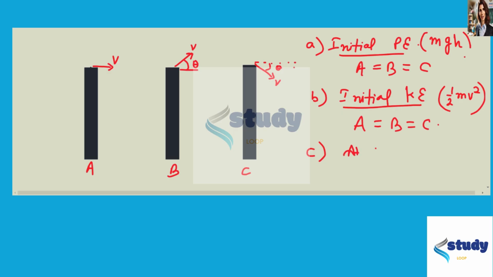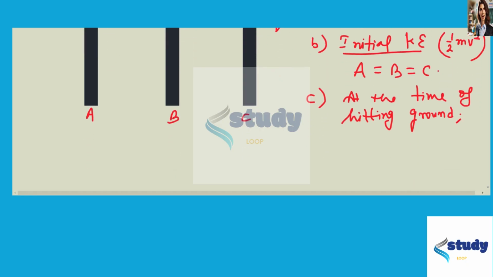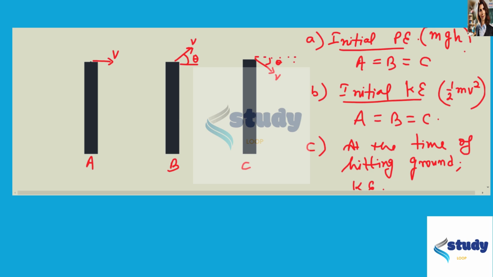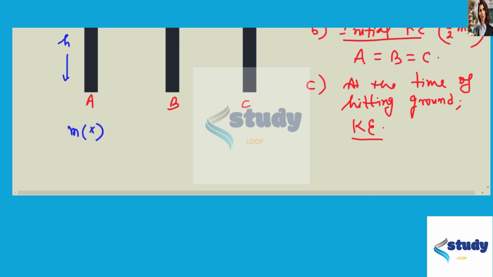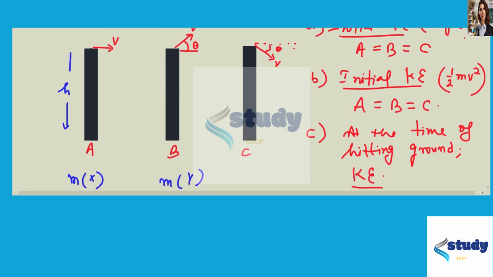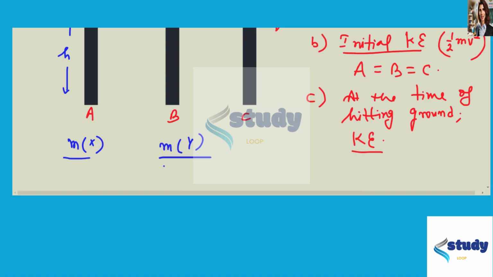So at the time of hitting the ground, if we talk about the kinetic energies, in order to determine kinetic energies, let us just analyze it a bit. In the first case, the ball is projected here, and let's say the height it has to come down is h. So if we consider the motion along x and the motion along y, along y the motion will be almost same in terms of displacement. So displacement is h. Let us consider this first case.